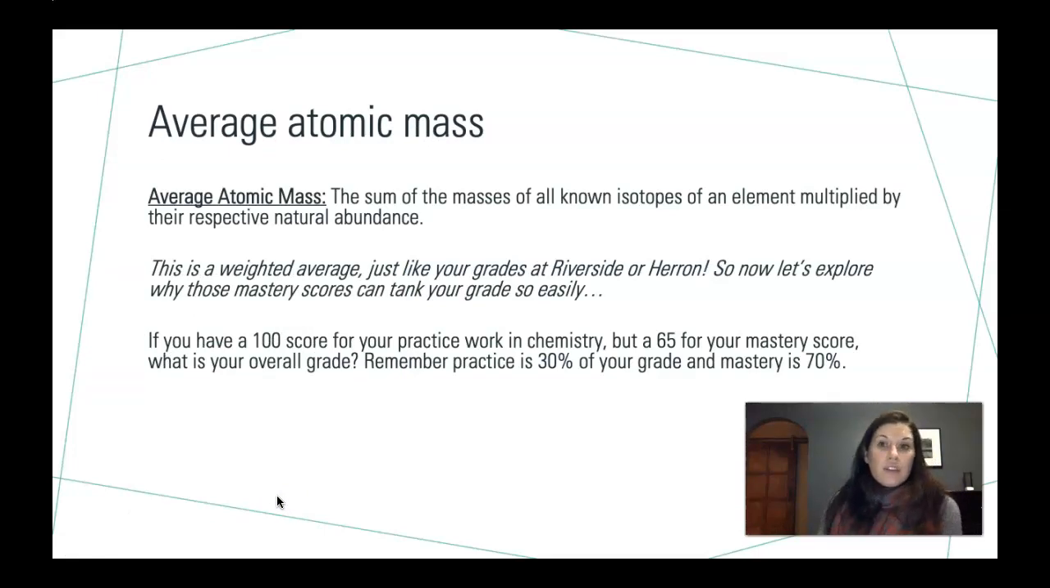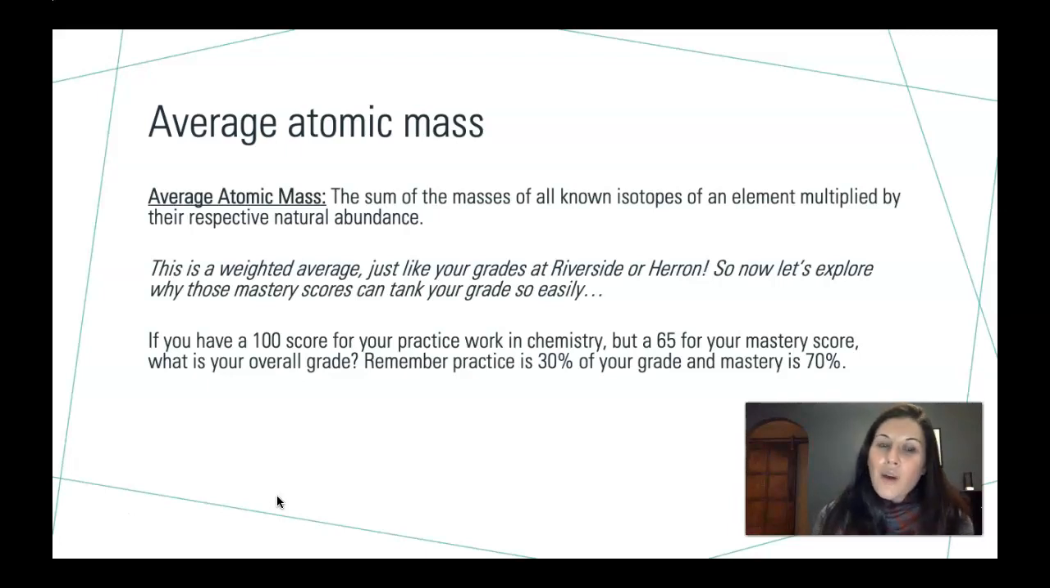Okay, so let's calculate average atomic mass, and I think this will be helpful for you in understanding your grades as well. The average atomic mass is just the sum of all masses of a known isotope of an element multiplied by their respective natural abundance. This is a weighted average. This is exactly how your grade is calculated at Riverside or Heron.